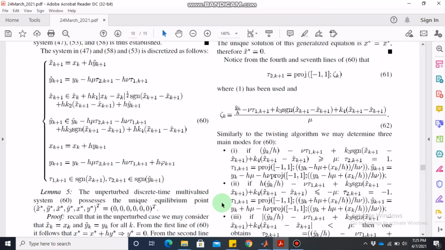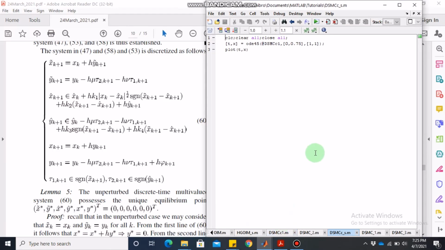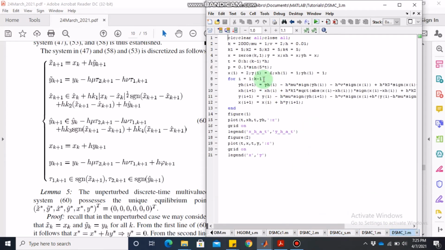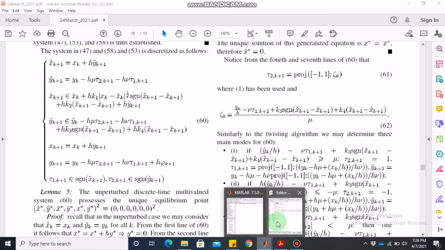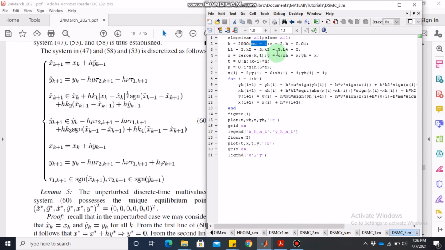let's see how we simulate this. We go to this file. So here again, the number of steps I have taken is 2000. Here mu is equal to 1, it's given. So this is this mu, and its value is given in the paper later on. V is equal to 2, it's also given in the paper. H is equal to 0.01, k1, k2, k3, k4, all these values are given in the paper.